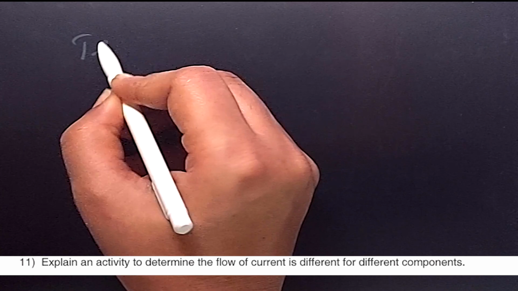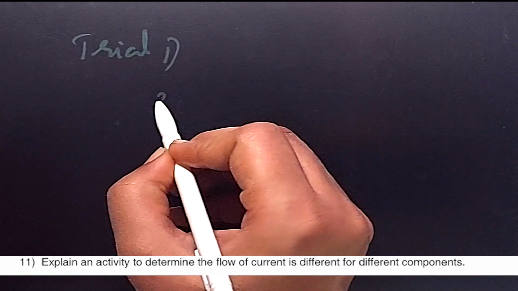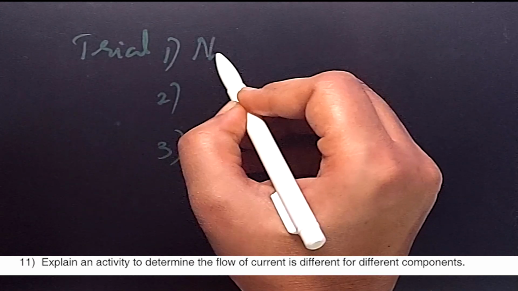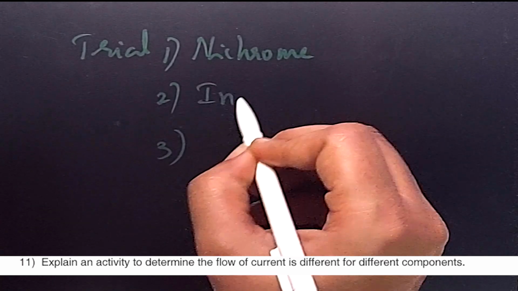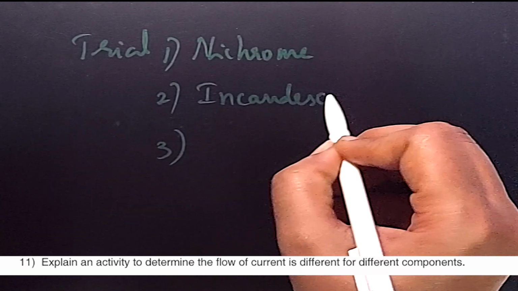Coming to the next question. 11th question. Explain an activity to determine that the flow of current is different for different components. So this is the activity which you are supposed to explain. After drawing the circuit diagram as shown in the figure, you will be mentioning that you will be changing the trial. You will be taking 3 trials in which we will be using nichrome wire in the first trial. Then we use incandescent bulb.